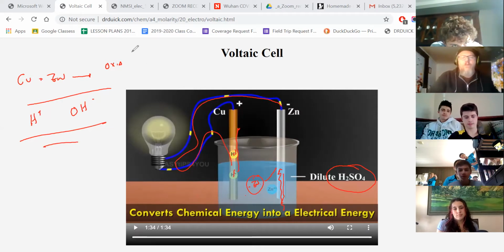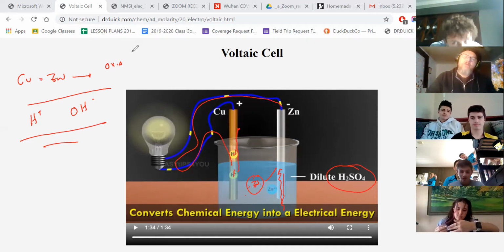Wait, so which way would the current be going? From the copper through the light bulb, or from the zinc through the light bulb? Well, the zinc, because it's going to be negative. Okay. The negative ion goes here and comes out this way, right?